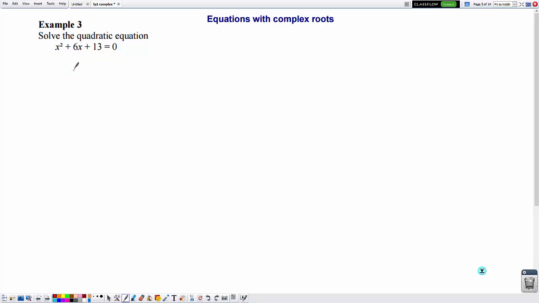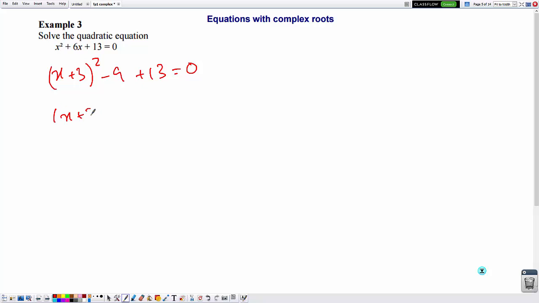Let's complete the square on this. So what do we get? I'll do it with the quadratic formula as well, but they are actually the same. That's how you complete the square on a general ax squared plus bx plus c, and you get the quadratic formula. So (x plus 3) squared minus 9, plus 13. This is the same as x squared plus 6x plus 13 equals 0.